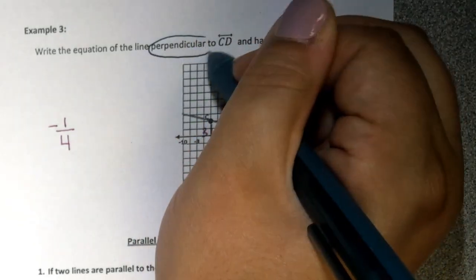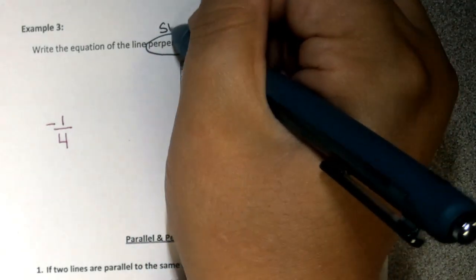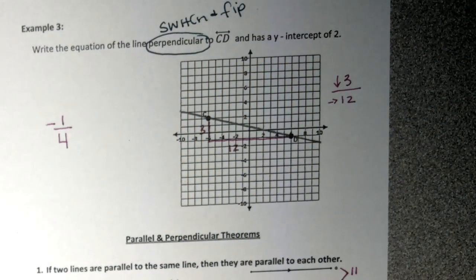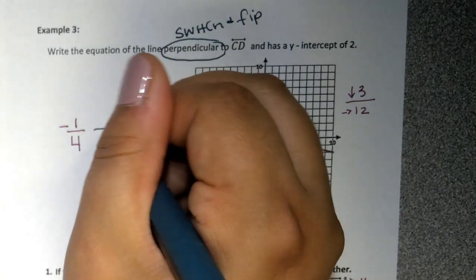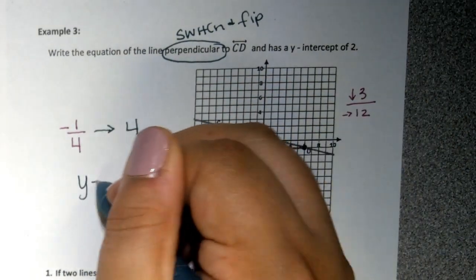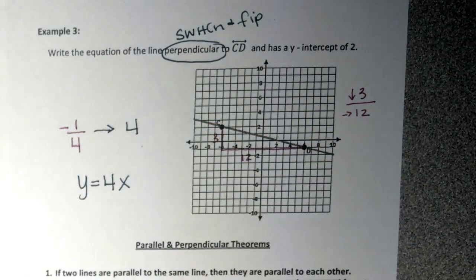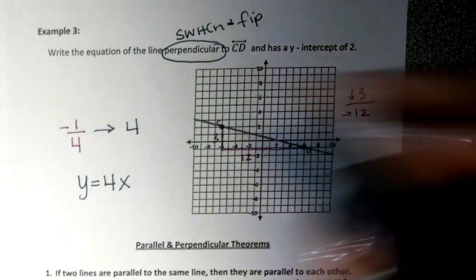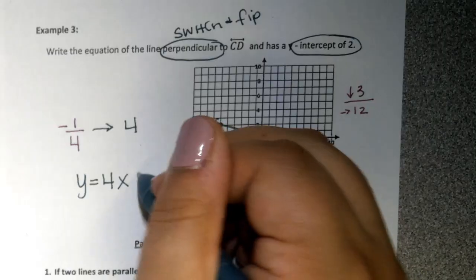Perpendicular. When you see perpendicular, I'm going to write switch and flip. So what do I need to do to negative 1 over 4? What's it going to become? 4. Just 4. So y equals 4x. What's my new y-intercept? Plus 2. It tells us, so plus 2.